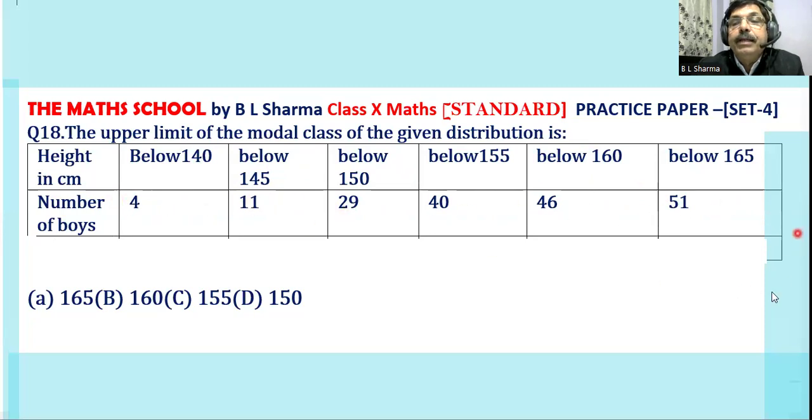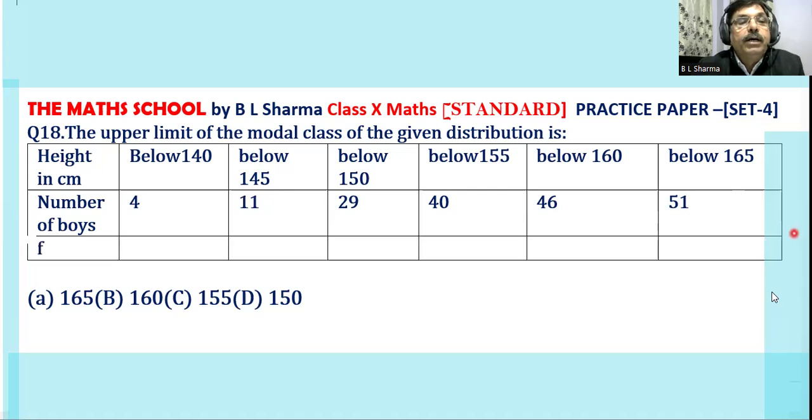कम्युलेटिव फ्रीक्वेंसी से पहले हमें फ्रीक्वेंसी फाइंड आउट करना होगा. उसके लिए हमें एक कॉलम बनाना होगा और ये देखिए f है. कैसे करते हैं? 11 minus 4, इसमें से सब्ट्रैक्ट करिए, that is 7. 29 minus 11, that is 18. 40 minus 29, that is 11. 46 minus 40, that is 6. 51 minus 46, that is 5.